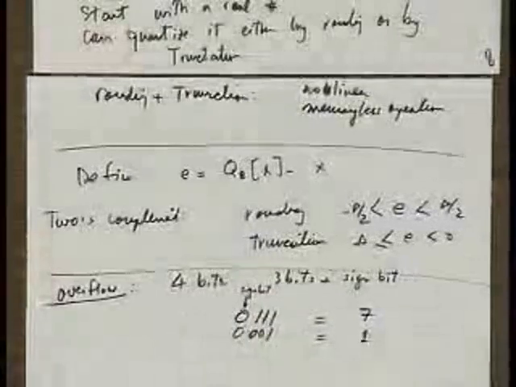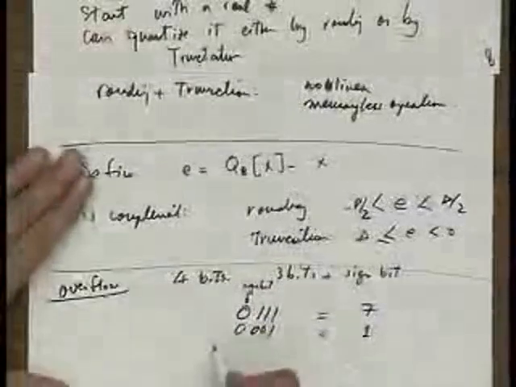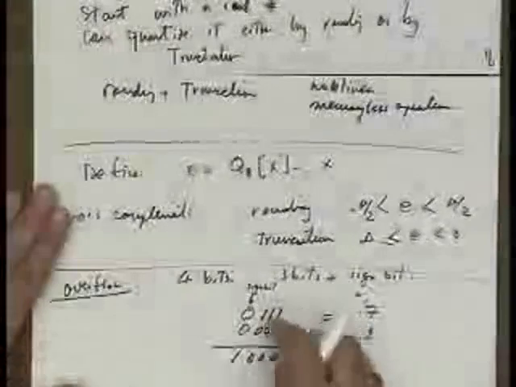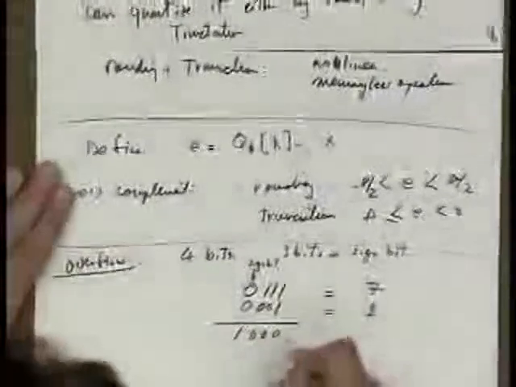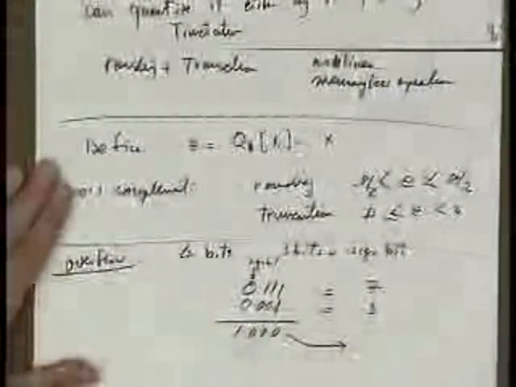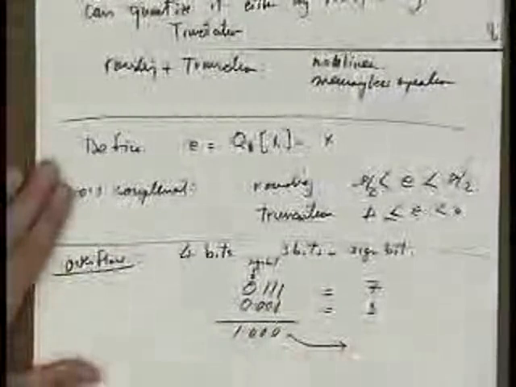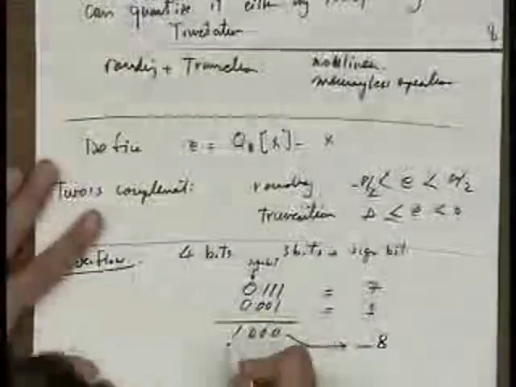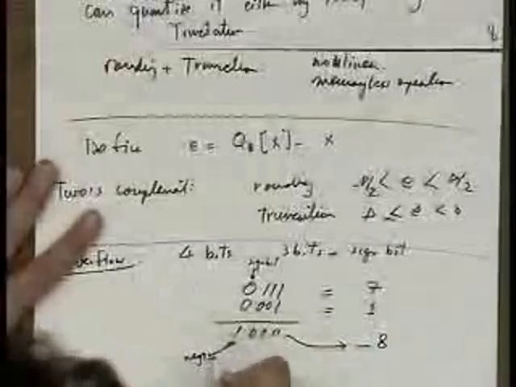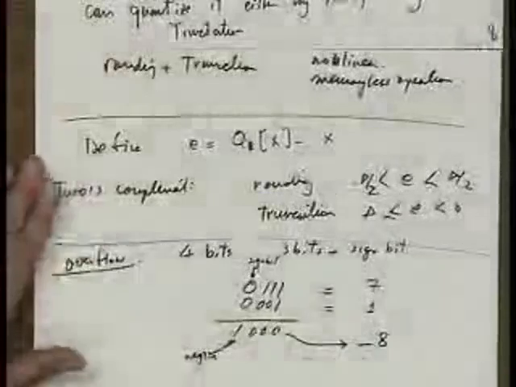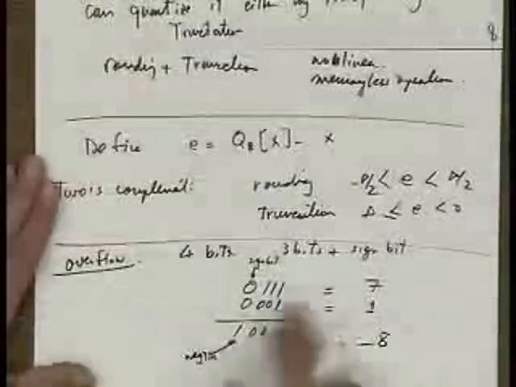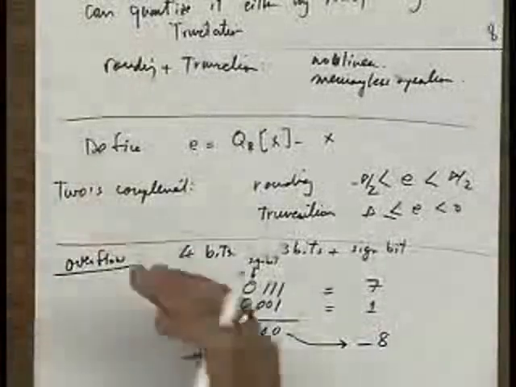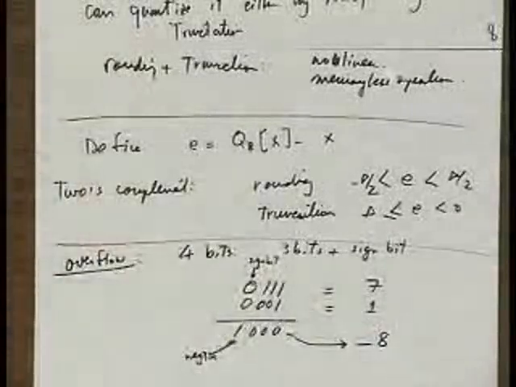And it's not too hard to see that when I add these two things, if I just do normal fixed point arithmetic, I get 1, 0, 0, 0, because this just got carried over. And in 2's complement, what does this number represent? Not 8, but minus 8. This is a negative sign, and these are 0, 0, 0s. So this corresponds to minus 8. And so we're sort of in trouble. You added 7 and 1, and you got minus 8.